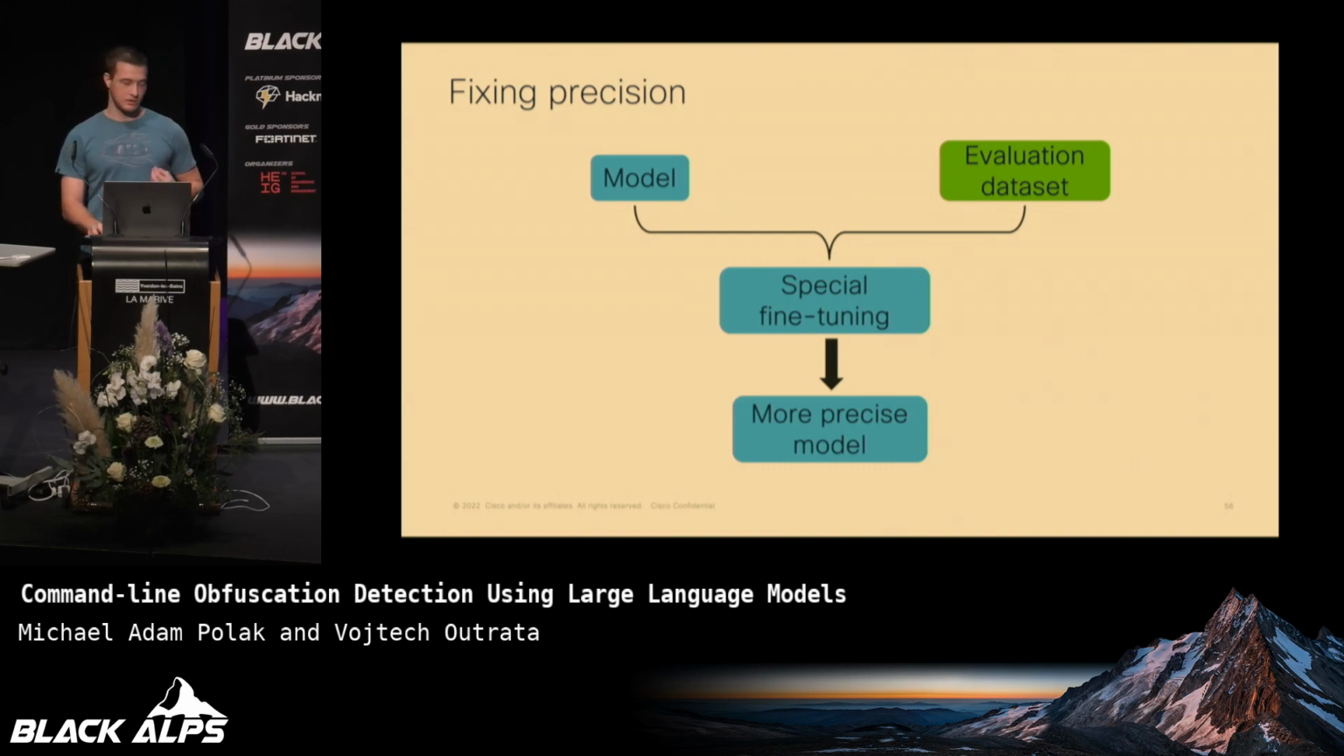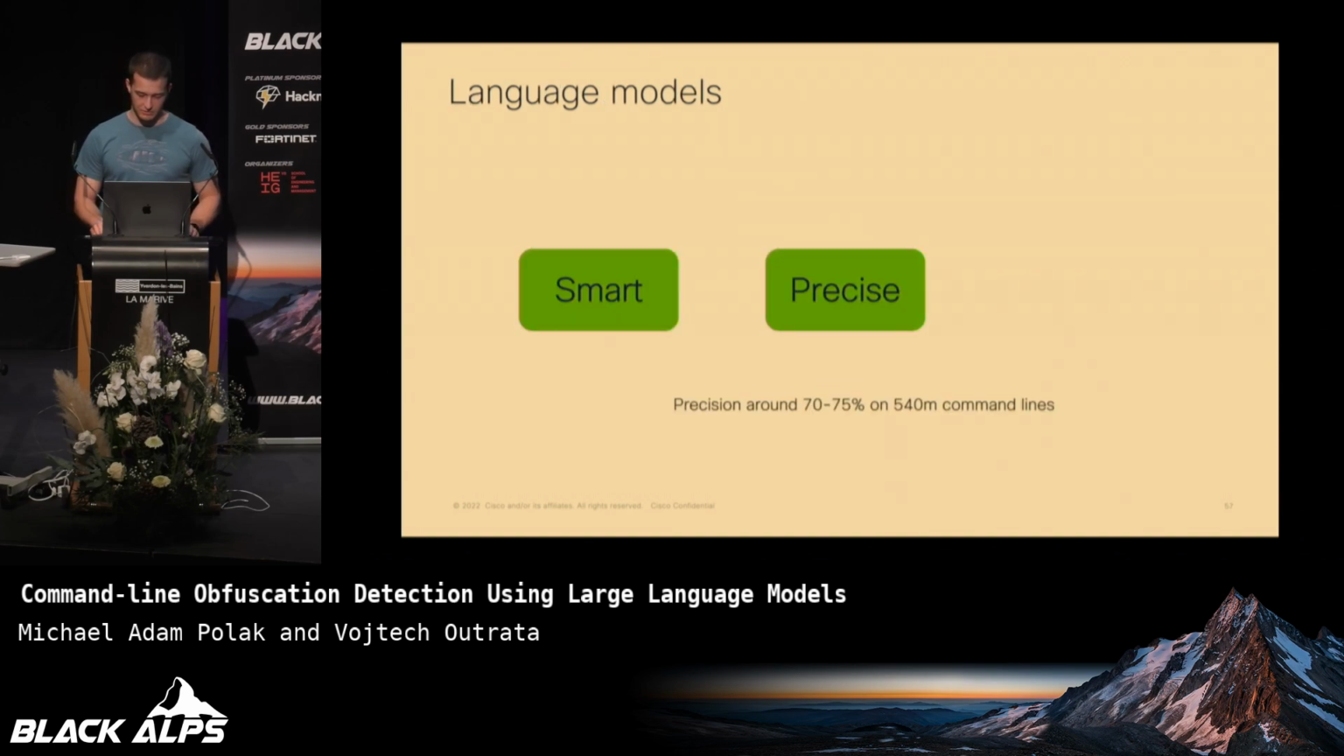You have to make sure that the model in this phase doesn't overfit on the evaluation data set that you have provided, because it will stray away from what it has learned during the previous phase. But this procedure has heavily improved the model. Actually, very surprisingly, when we then evaluated it on 10 to 14 days of telemetry, it was able to achieve precision of 70 to 75%.